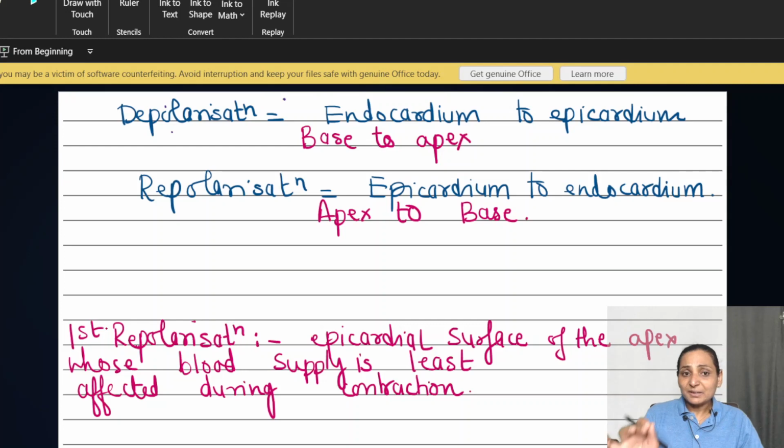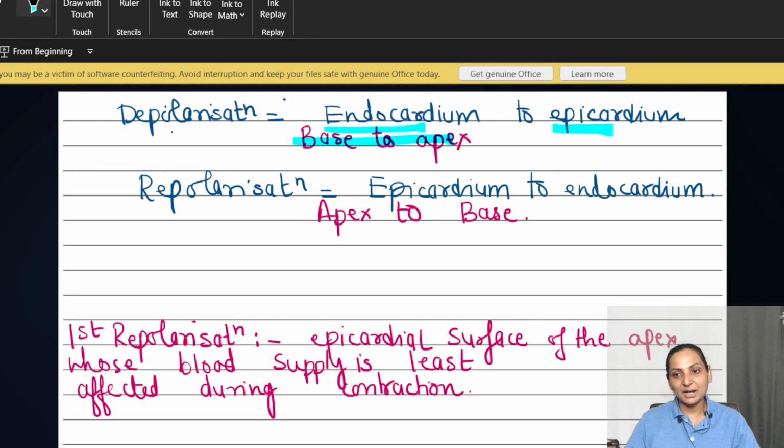Now, something very interesting: in the heart, you know that depolarization is from inside to outside, that is, from the endocardium to the epicardium and from the base to the apex, right? So I repeat, depolarization is from the base to the apex and from inside to outside, from the endocardium to the epicardium, whereas repolarization is not in the same direction.